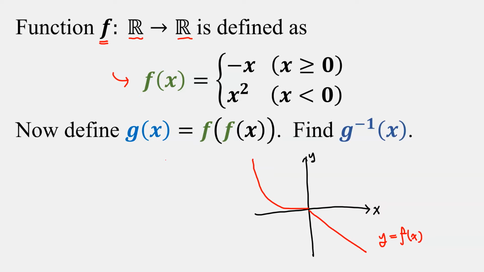Now, define function g(x) as f(f(x)). So we have a function composition here. Then find the inverse of g(x). Here, this minus 1 means inverse. So we have to find the inverse of a function.